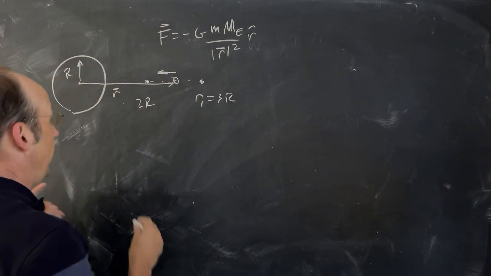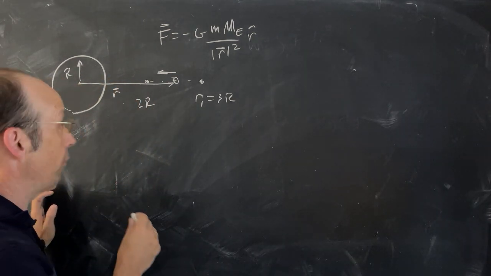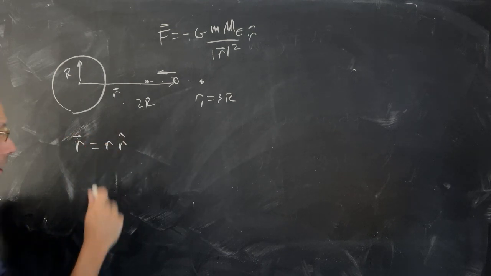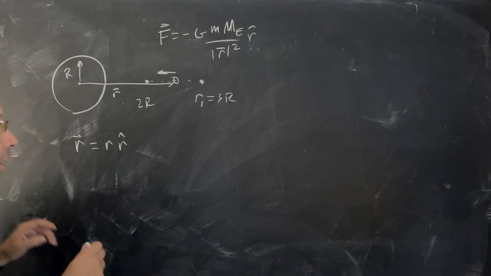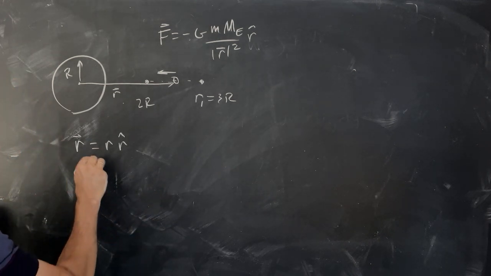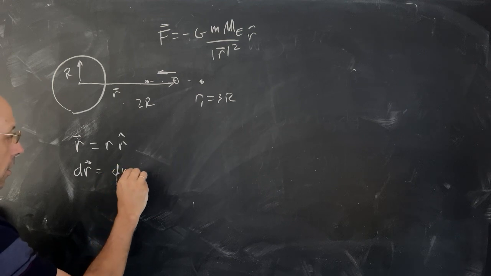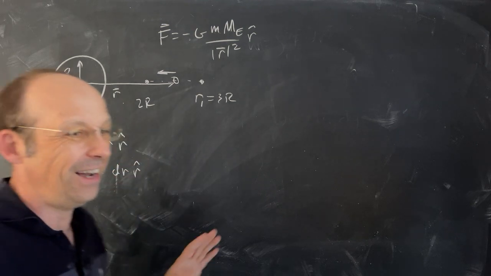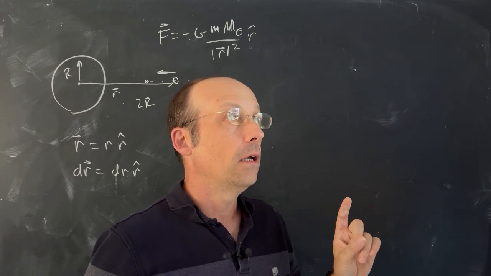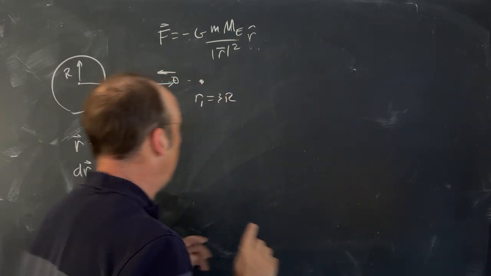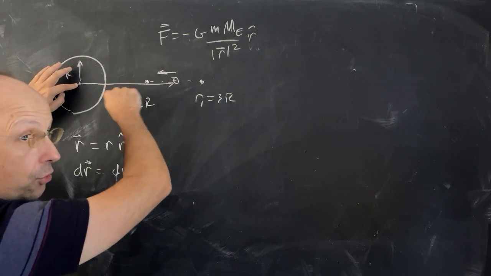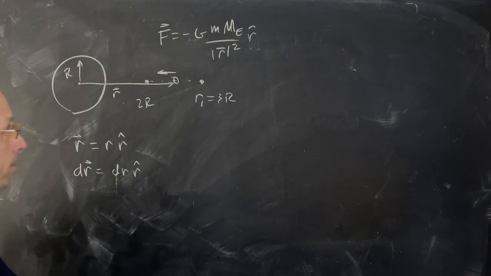And I can write the vector r in polar coordinates, which we did before. R is r r hat. And so if I want the dr vector in polar coordinates, dr is going to be dr r hat. And I skipped over why that's true, but we've done that before. If you don't like that, you could call this the x direction, or y, and you could do it that way. But I'm going to use r because that's what it really should do.